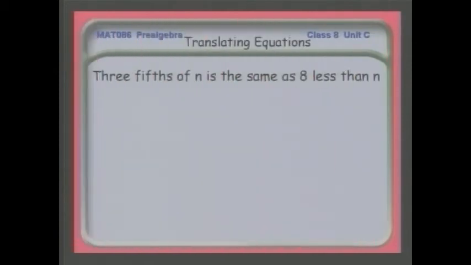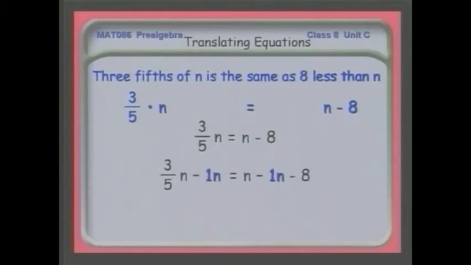Let's do some translating. 3/5 of n is the same as 8 less than n. Let's translate this into an equation. 3/5 of n, 3/5 times n, is the same as, equals, 8 less than n, n minus 8. We now have the equation 3/5 n equals n minus 8. Let's work on solving this equation.